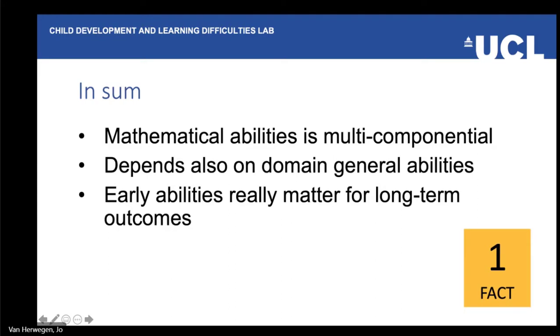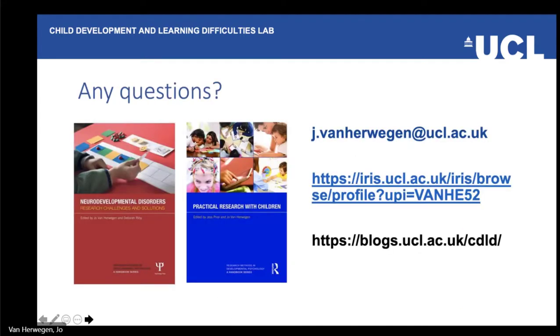So that's all I want to say for today, so we can leave some time for questions. But I hope I've shown you that mathematical ability is actually multi-componential, that it depends as much on domain-general abilities, especially in the early years, and that these early abilities really matter for long-term outcomes. So thank you very much for listening, and I very much welcome any questions or comments you may have. And I'll stop sharing so I can see.